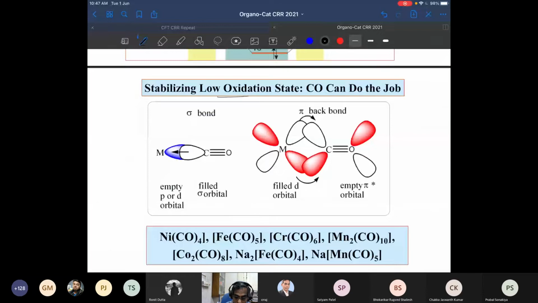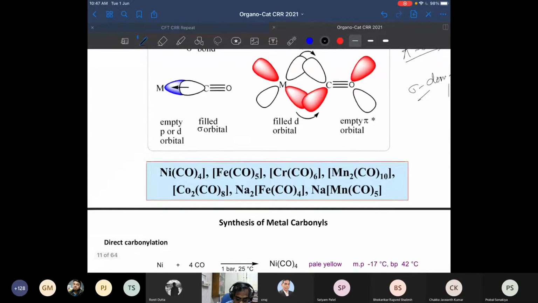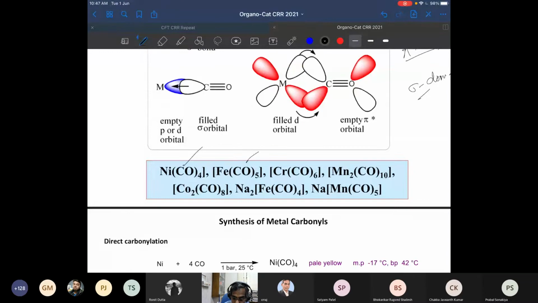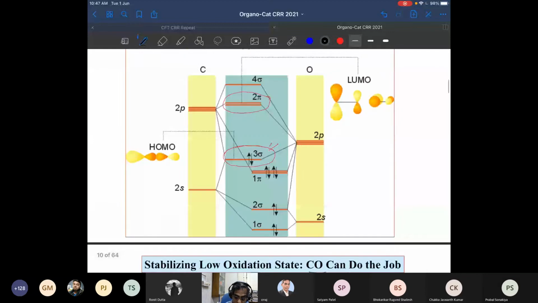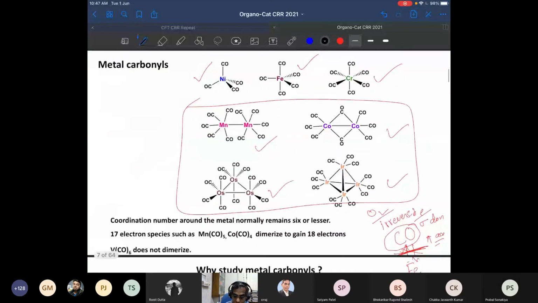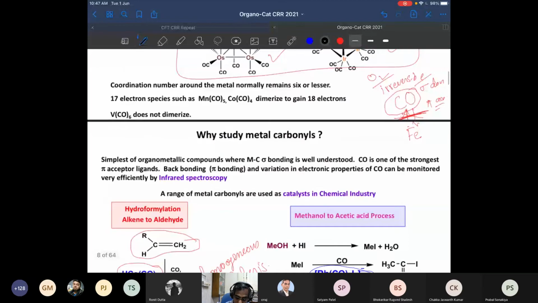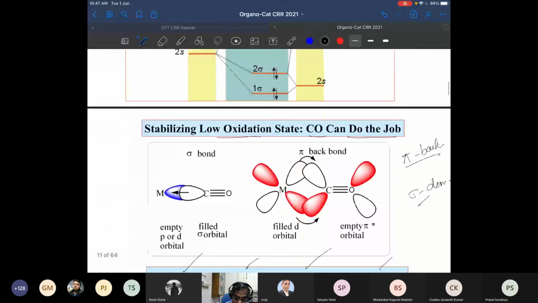That is low oxidation state. CO can do the job, right? How can CO do the job? That is basically pi back bonding and the sigma donation. As a result, you have all these nickel tetracarbonyl, pentacarbonyl, hexacarbonyl structures, all of which I have already shown. Not new, everything I have already shown, I have listed here.